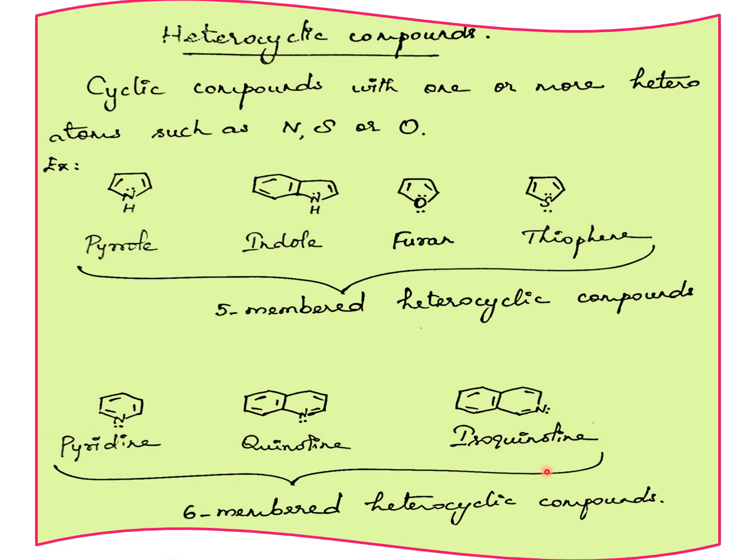And these are all the examples for 6-membered heterocyclic compounds. This is a pyridine ring, which is similar to benzene. One of the carbons is replaced by a heteroatom, nitrogen. It is quinoline. Similar to the structure of naphthalene, one carbon is replaced by the nitrogen heteroatom. This is isoquinoline. The difference between quinoline and isoquinoline is the position of nitrogen. That is the only difference between quinoline and isoquinoline.